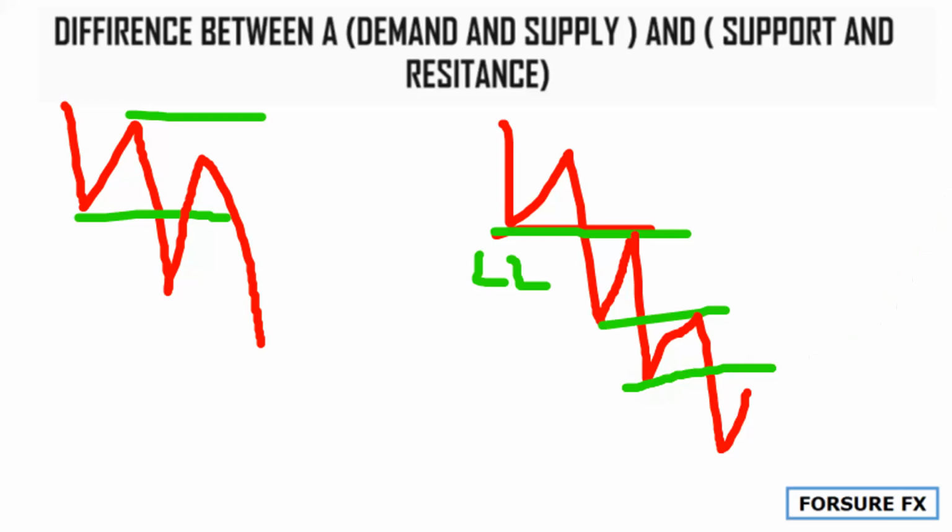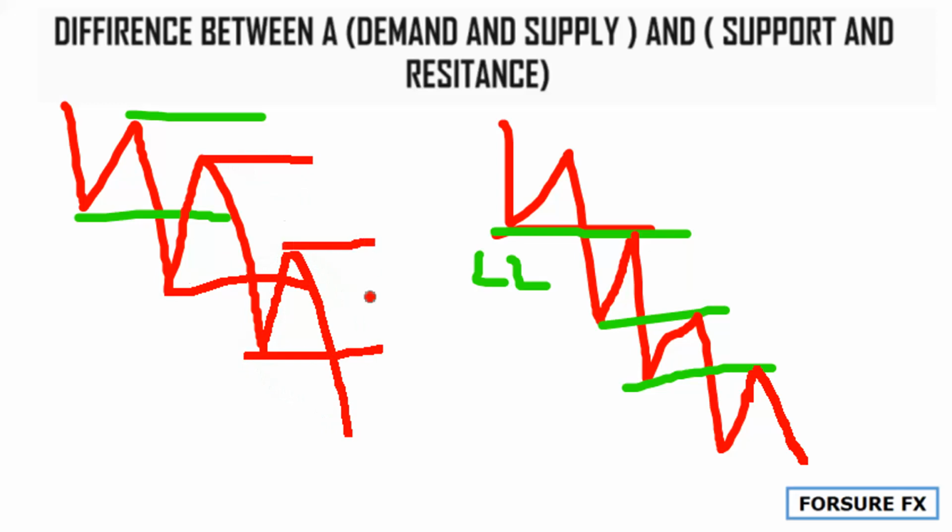Then we have a drop, and then we have another drop. So with this other one, price pulls down, gets into the range, drops, another range is created, gets into the range, drops, another range is created, and then gets into the range and then drops. Continue like that. So that's the difference between the supply and demand zone and the support and resistance.